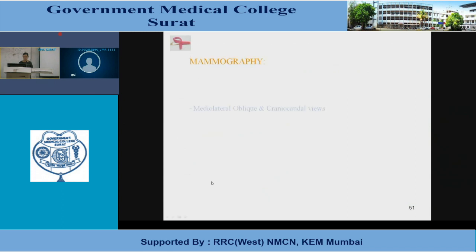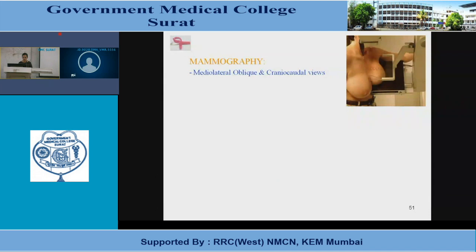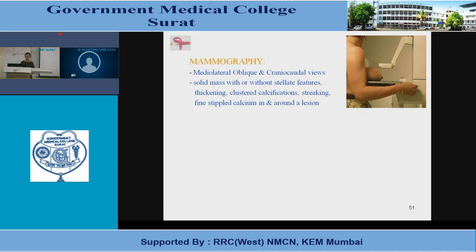So mammography: there are two types of views, mediolateral oblique and craniocaudal. This is how the oblique view is taken. This is how we take craniocaudal views. This is how a solid mass with or without stellate features, thickening, clustered calcifications, streaking, and fine stipple calcium in and around a lesion is noticed in the mammography.